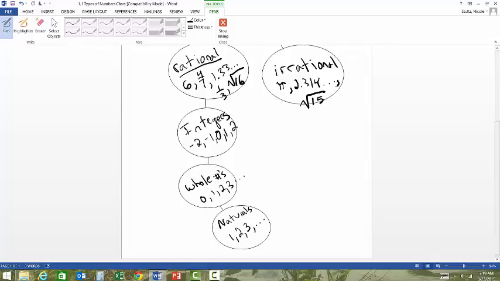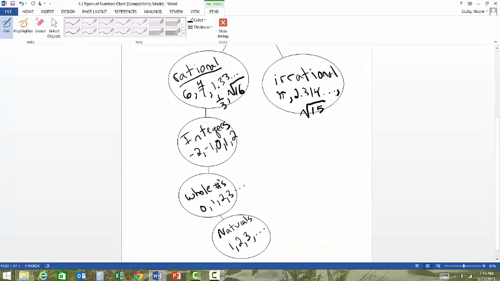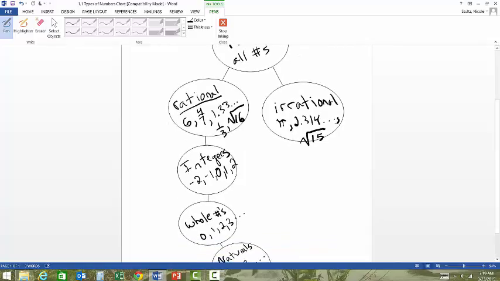So the way we read this chart is we read it from bottom up. Say this bubble right here, the whole number bubble, is underneath integers, rational, and reals. So whole numbers are also integers, they're also rationals, they're also reals because they're underneath of them. So we would say all integers are rationals, but not all rationals are integers. You cannot read it going downwards.